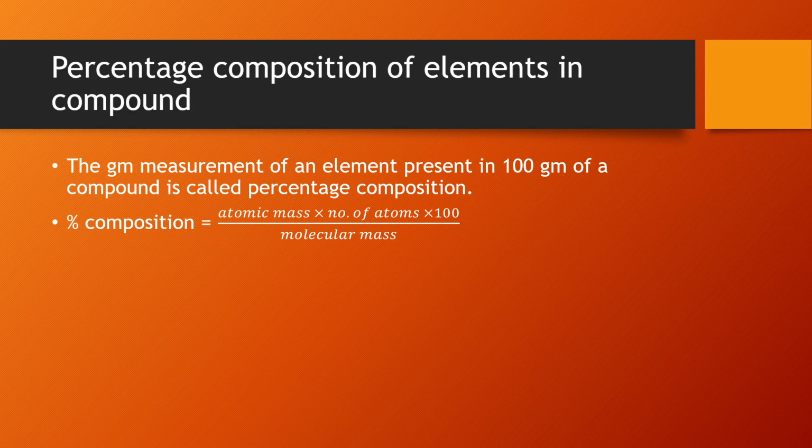Now we have to discuss the further topics in this chapter, that is the percentage composition of elements in a compound. The percentage composition of elements means the gram measurement of an element that is present in 100 gram of a compound, so we can call this the percentage composition. Percentage composition is a formula. It equals the atomic mass multiplied by the number of atoms present in the molecular formula, multiplied by 100 and divided by the molecular mass of the total compound.